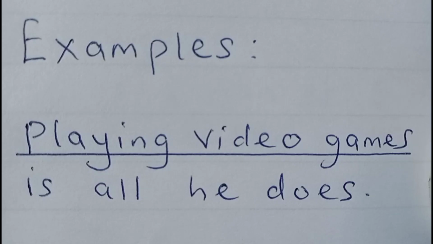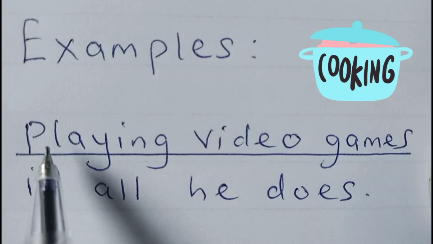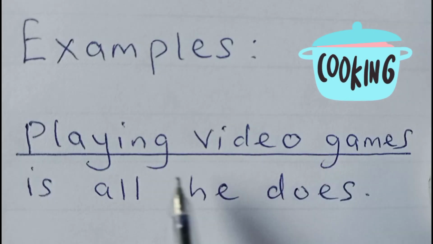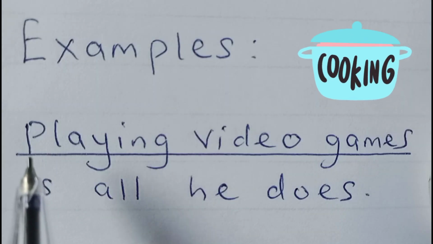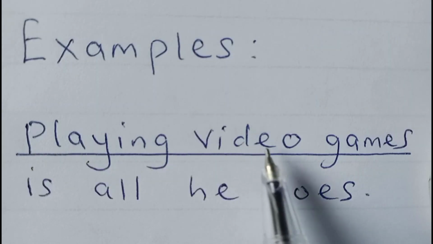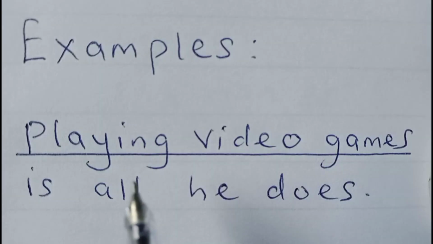Now, let's look at some examples of phrases. If you look at this expression here, the phrase is underlined. Playing video games is all he does. The phrase is underlined: playing video games. It is a phrase because it does not have a finite verb.